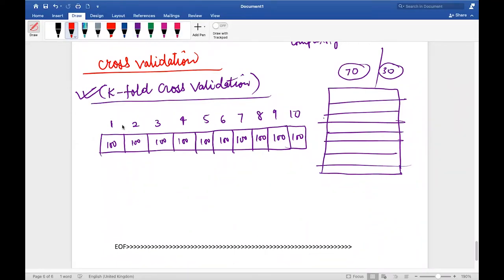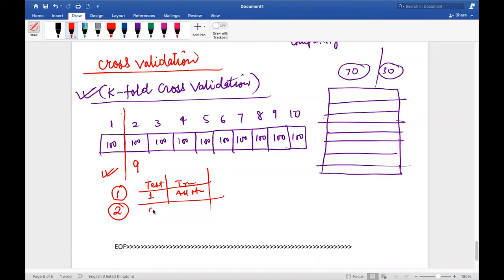What is more important is this: let's say I'm using 9 folds for my training, it depends on you, and the one left out I use for testing. That is the first iteration. In the second iteration, I use folds 2, 3, 4, 5, 6, 7, 8, 9, 10 for training and one for testing. So I'm using the first fold for testing, all others for training.